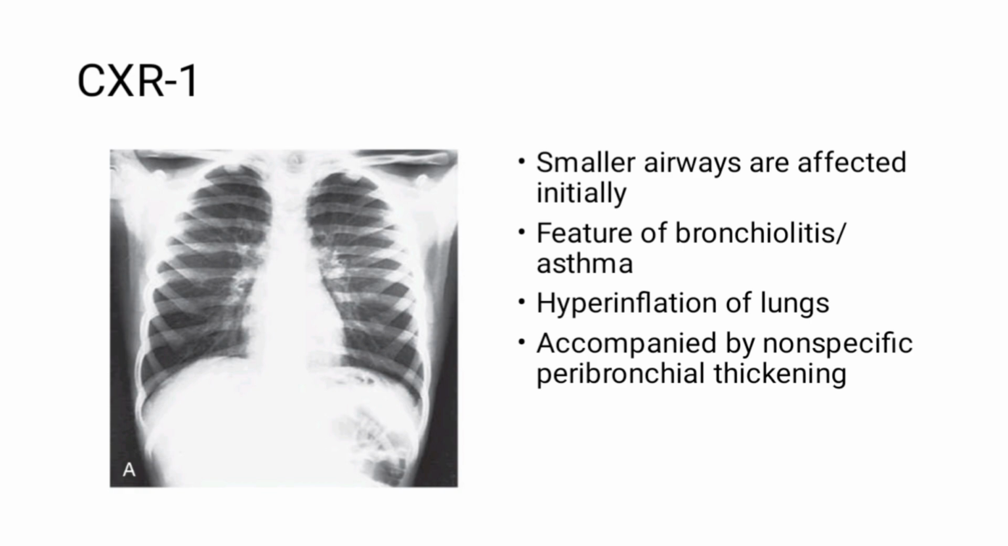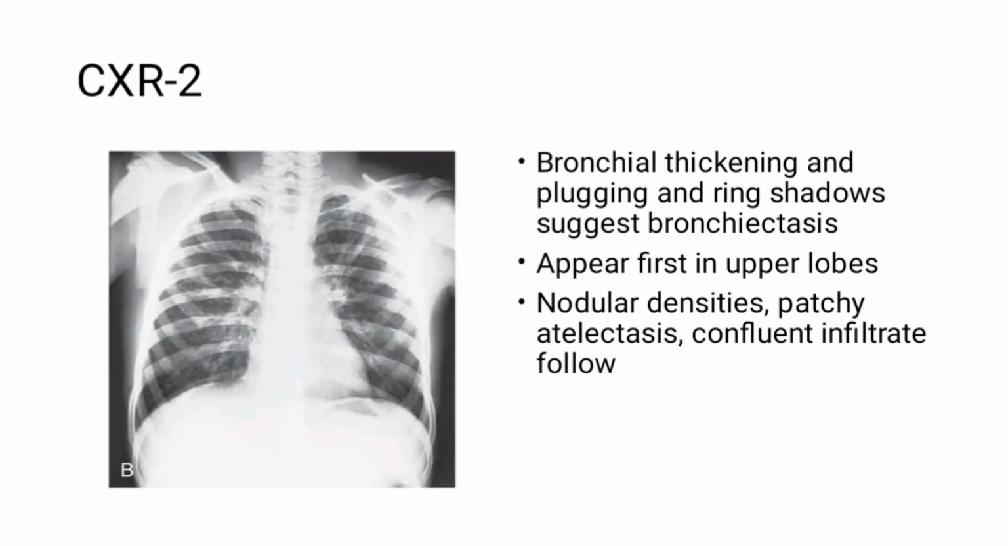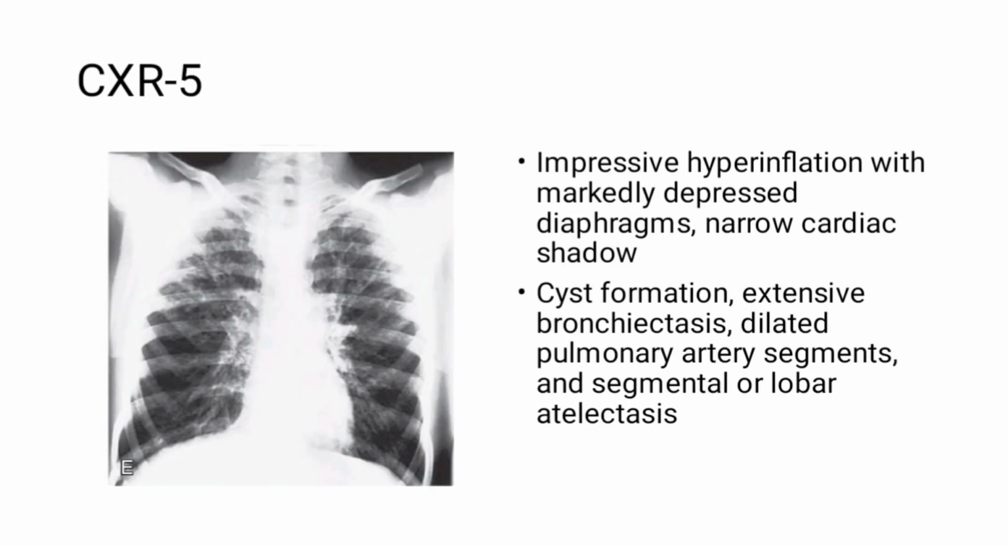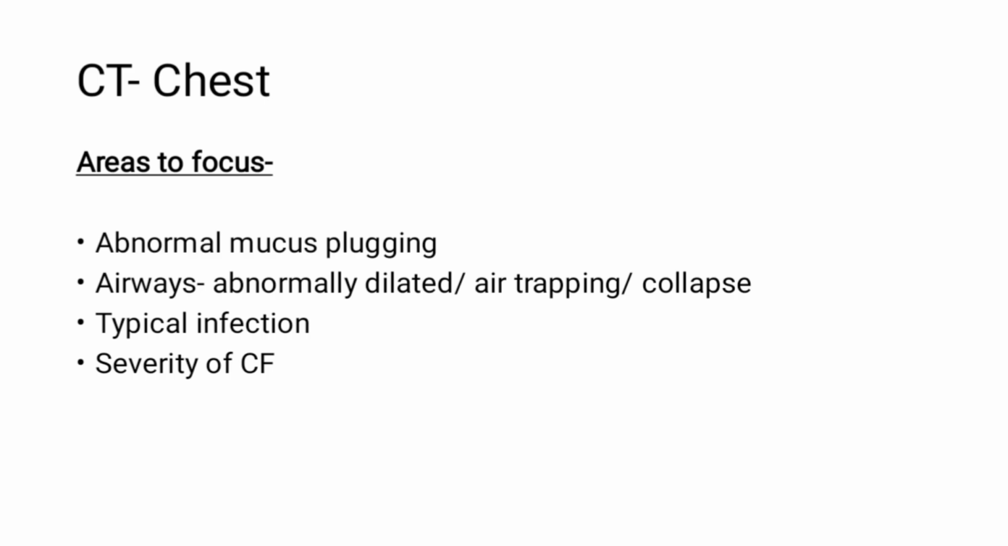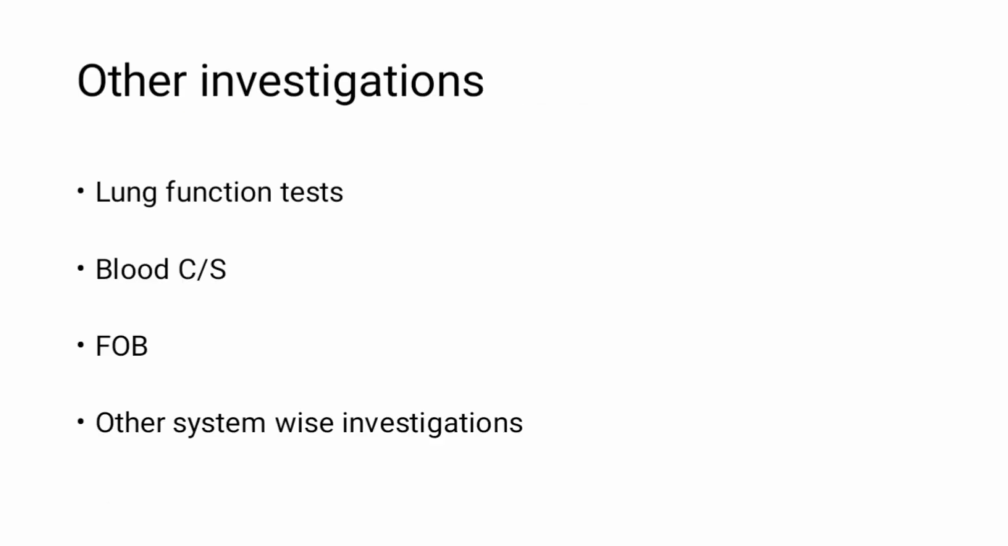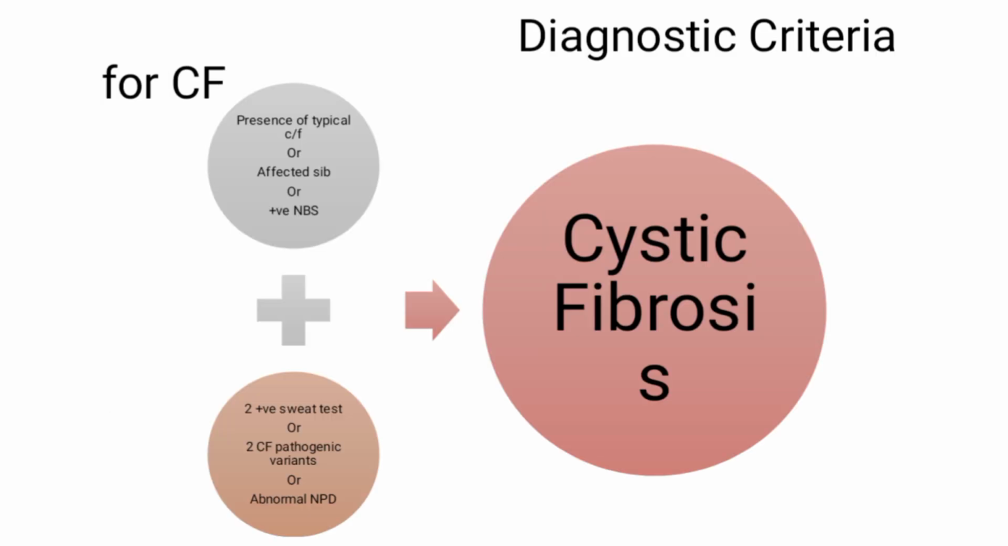Chest X-ray, as I've said, the initial feature is like bronchiolitis or asthma, hyperinflation of lung, followed by hilar lymphadenopathy. Sometimes transient improvement occurs, but ultimately there is bronchiectatic change with atelectasis or other changes. In CT scan of chest, we have to focus on abnormal mucus plugging, abnormally dilated airways, air trapping or cavities, typical infection, especially fungal pneumonia. Other investigations may be done in indicated persons. So this is the diagnostic criteria.